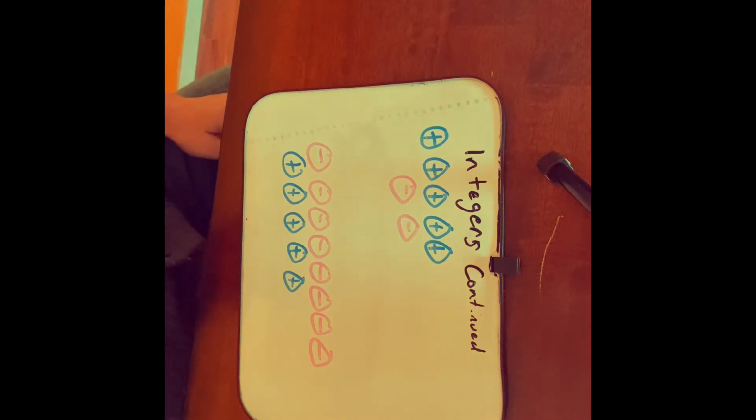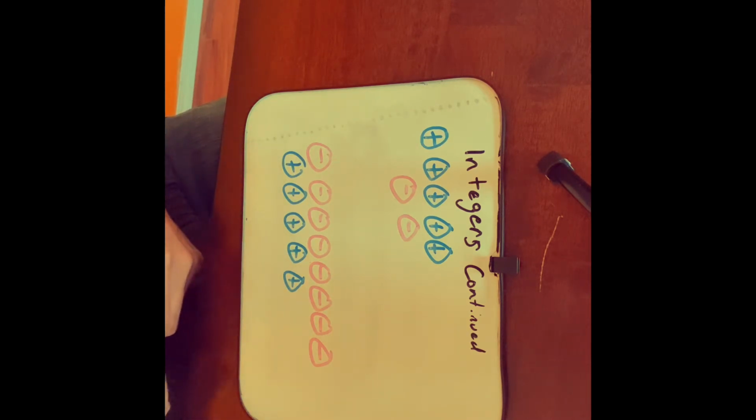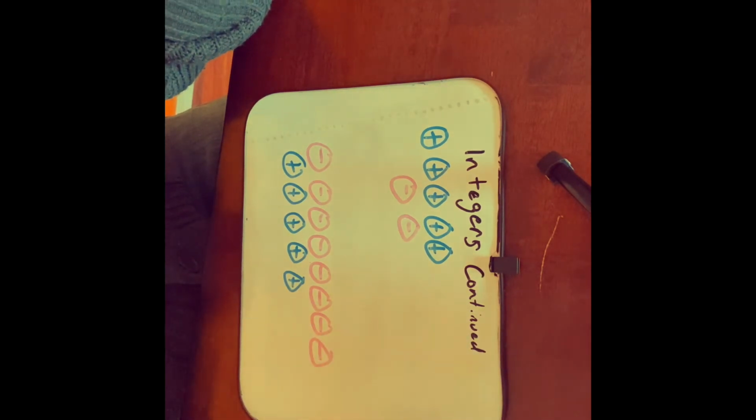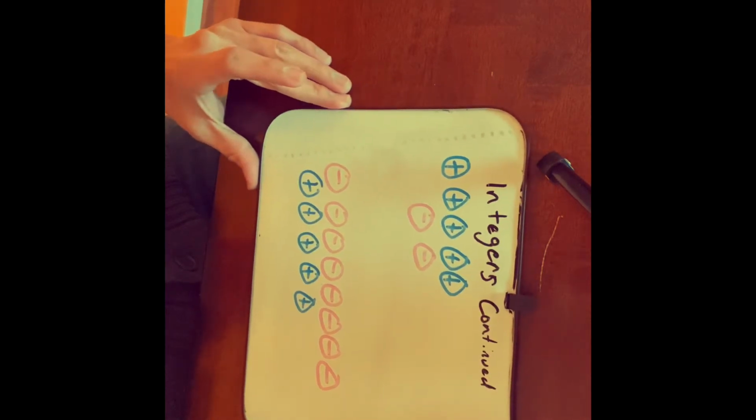Hello. So today what we're going to be taking a look at is how to create number sentences using integers. We took a look at the blue and the red, and we know that the blue are positives because they have positives in them. We know that the red are negative.